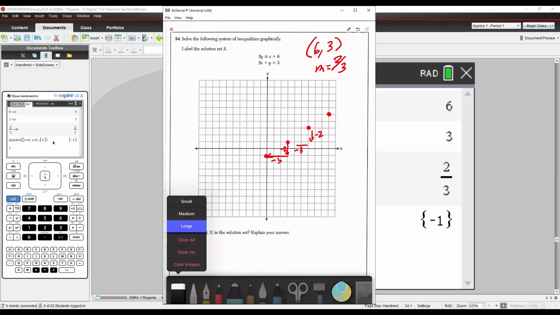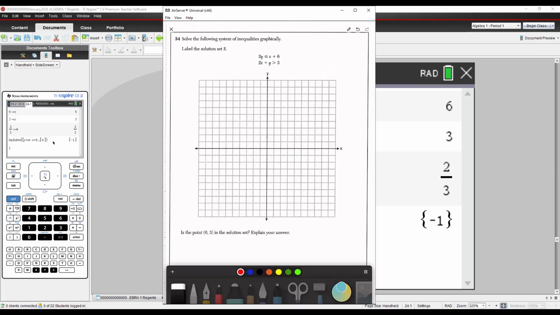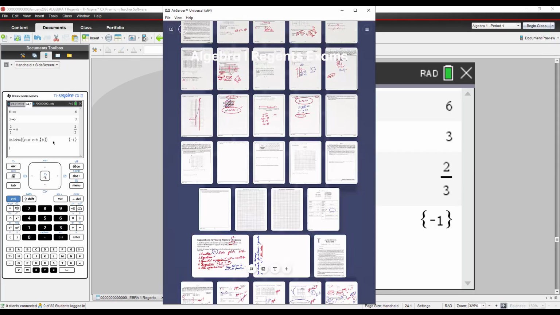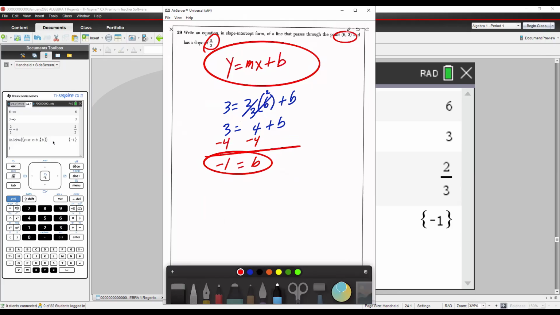So I know my equation because I know the y-intercept now. So I can go back here and I can go y equals, remember they want the equation, they don't want the y-intercept. So you're going to go 2/3 x minus 1. This is what they want you to do. That's worth 2 points. It's pretty simple.